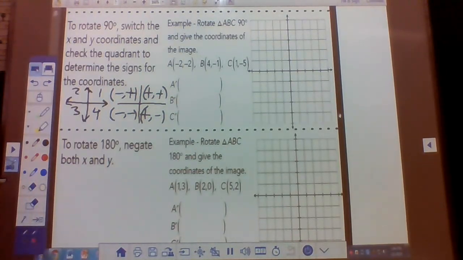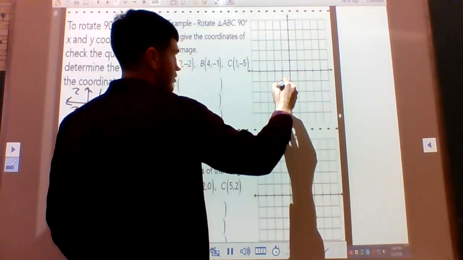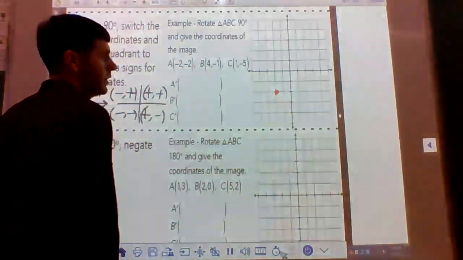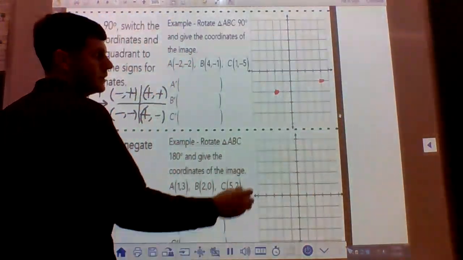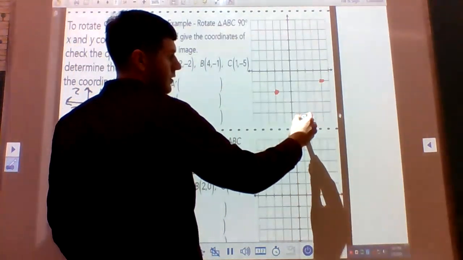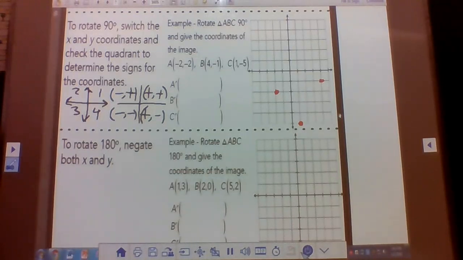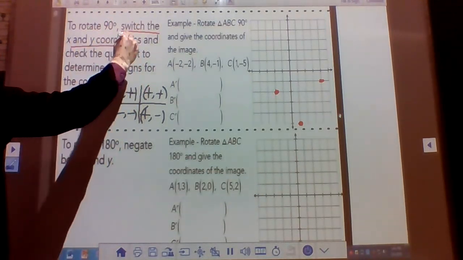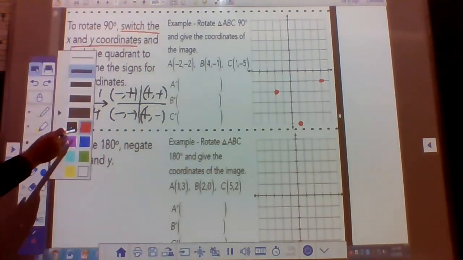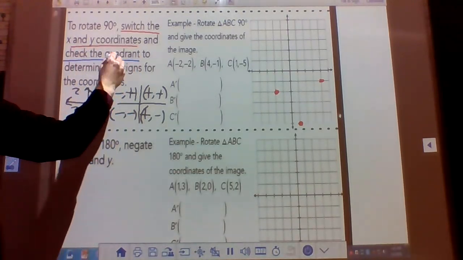So first thing, let's graph our points. We have -2, -2. That's point A. Point B is 4, -1. And C is 1, -5. So in order to do a 90-degree rotation, there's going to be 2 steps. The first step is to switch the x and y coordinates. The second step is to check the quadrant to determine the signs.